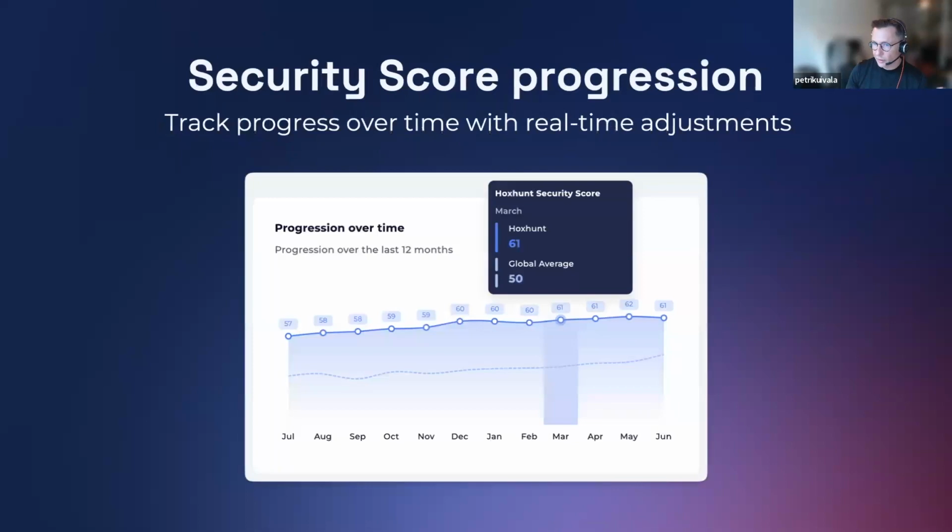Then, as already kind of alluded, yes, you can see it over time. That's kind of clear, and you can measure yourself against, for example, a global average there. The next thing, obviously, is to understand where this development is coming from.